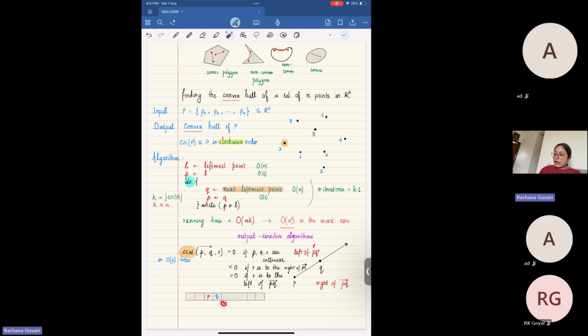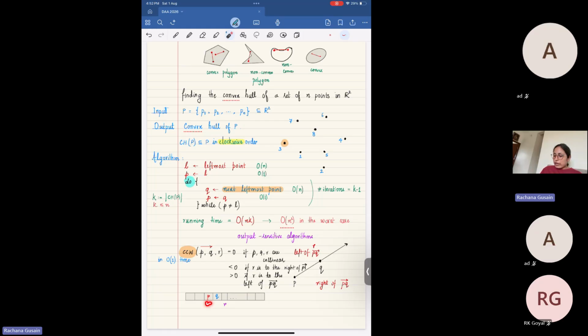So I need to iterate over the remaining array. For that, let me take a different variable, say R. P is at index 3 in this problem, Q is at index 4, and I take R to be at index 5, whatever is the next index. If P was here and Q were here, then I would have taken R to be here. So R is the next index.